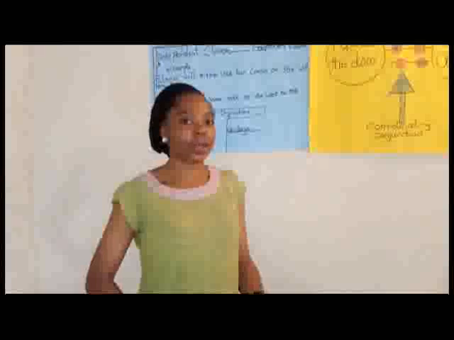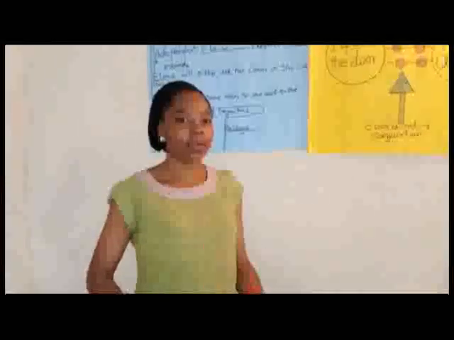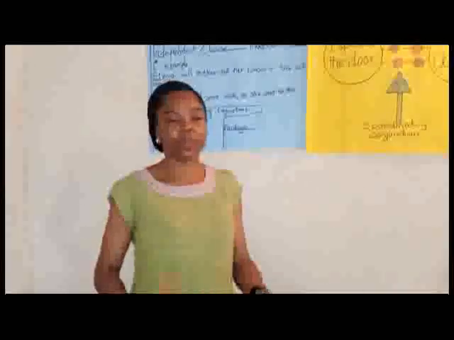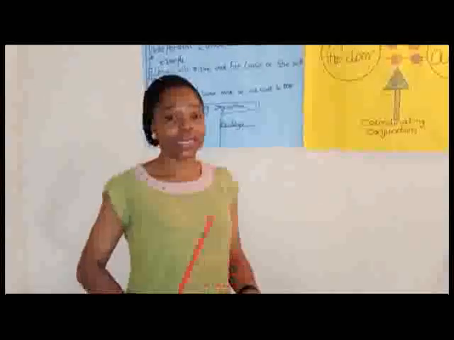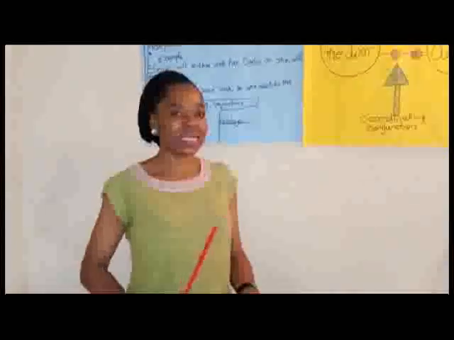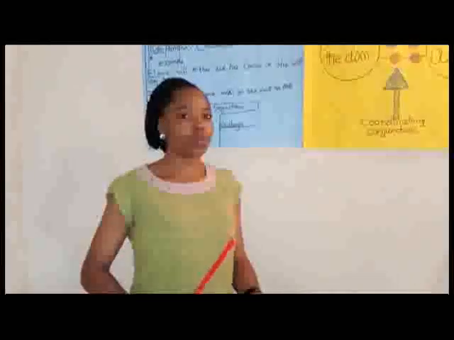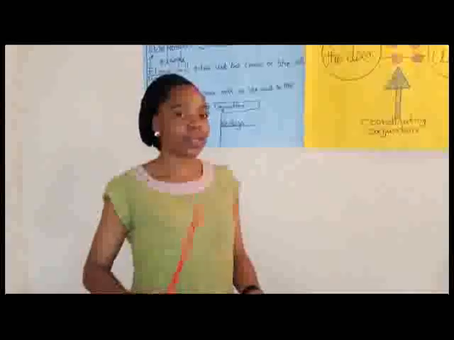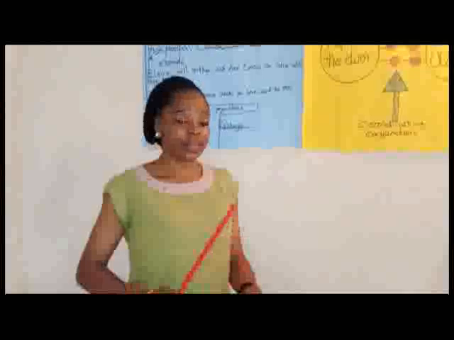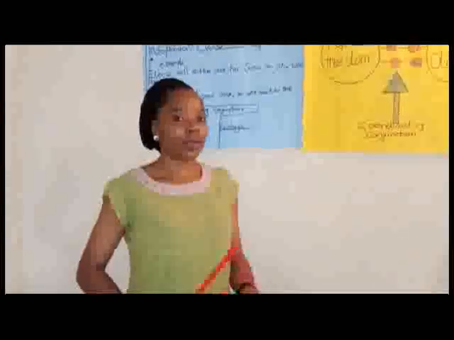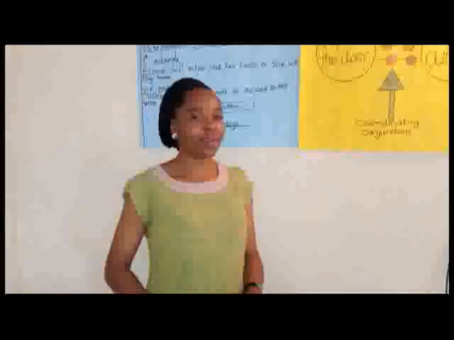Today we'll be talking about English language on the topic compound sentence. What is a compound sentence? A compound sentence is a sentence that has at least two independent clauses, two or more independent clauses, joined by a comma, semicolon, or conjunction. Are you wondering what an independent clause is?